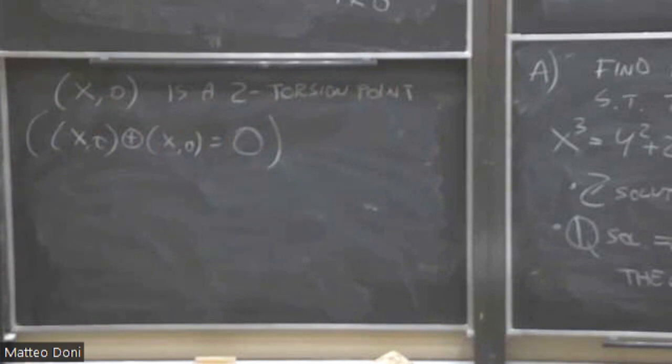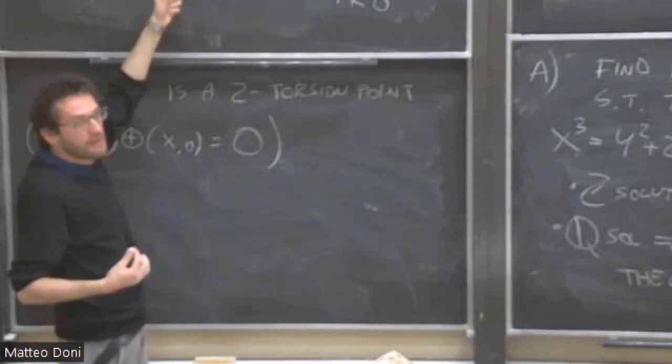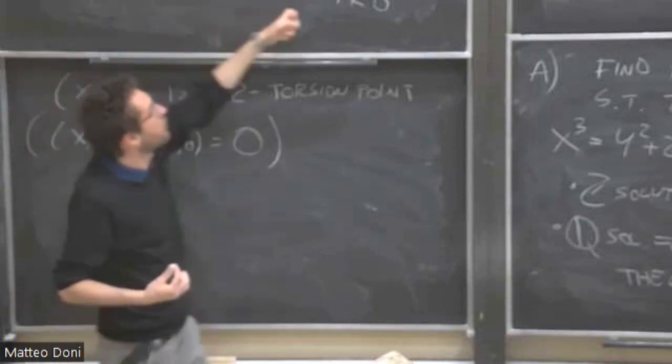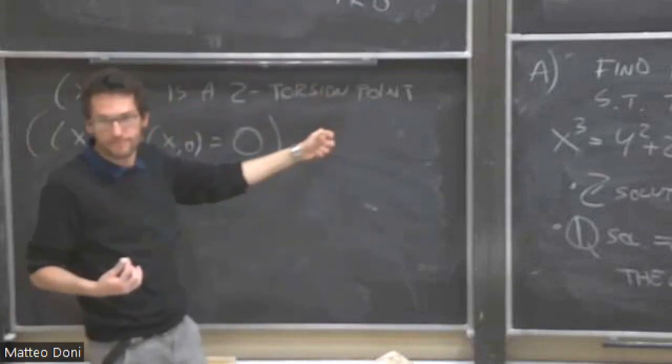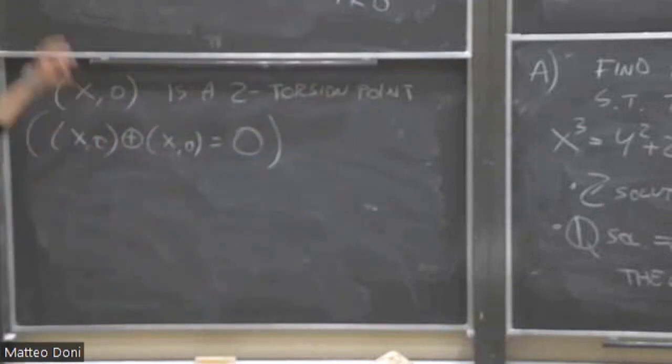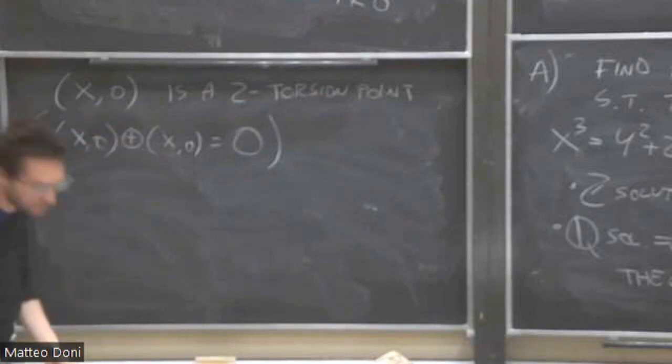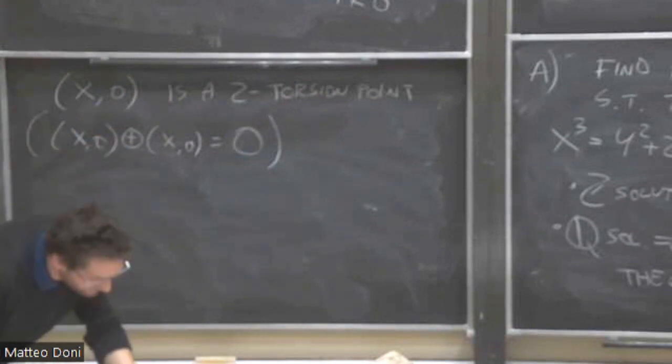So constructing a rational right triangle is the same as saying that I can find points in my elliptic curve which are not of two torsion. And so again, the geometric problem becomes an algebraic problem over the elliptic curve.